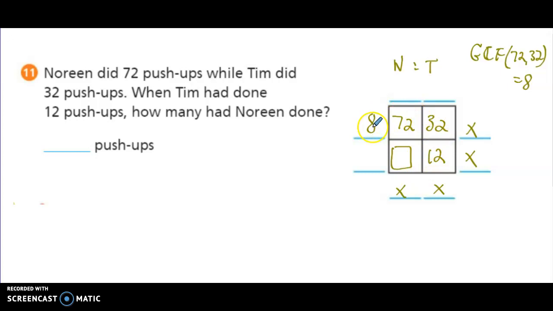So greatest common factor is key. That's another key part in solving these problems. This becomes 9, 4, 12 divided by 4 is 3, 3 times 9 is 27, and I am out of time. So hopefully you can get caught up on your notes.